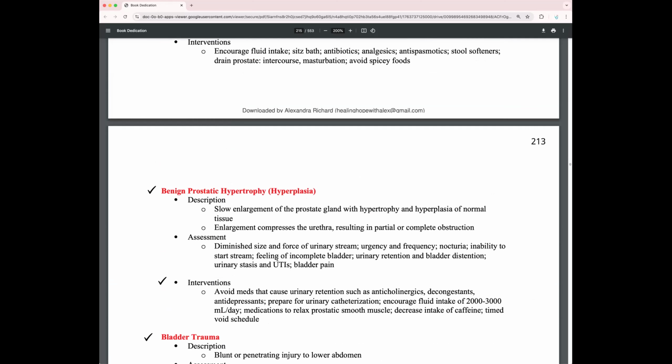And so they usually have to do a surgery. And so this is not cancer, it's a benign growth of the prostate. So please read that section.